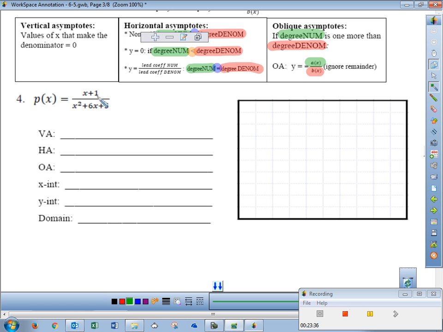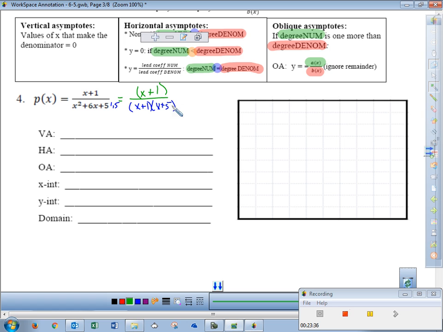Let's look at the actual function and see if I need to do some factoring. Do I need to do some factoring? Yes, in the denominator. Please find 2 numbers that multiply together to be 5 and add together to be 6. Those are 1 and 5, right? So this guy will factor to be x plus 1 times x plus 5. Is everybody cool with the factoring of the denominator? What's so great about that? He tells you some things.